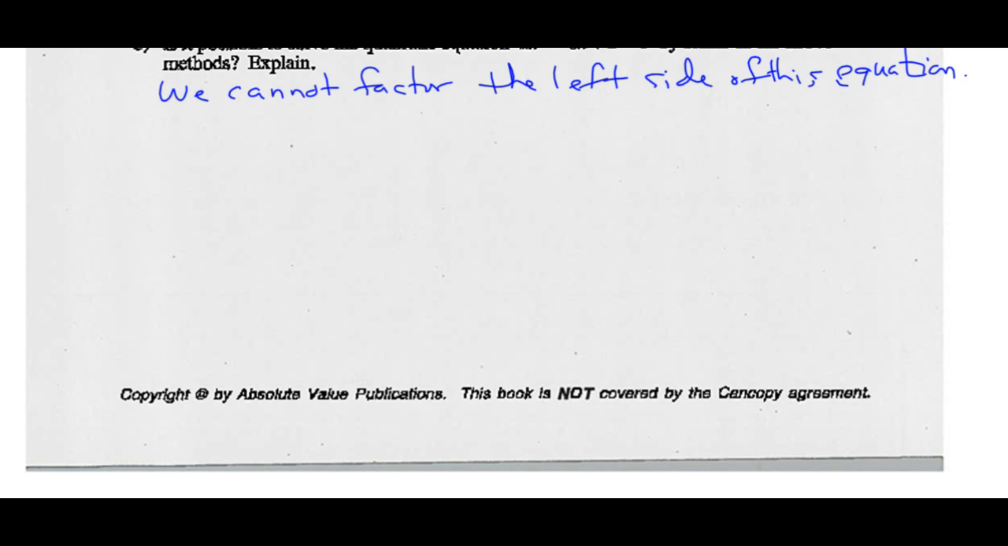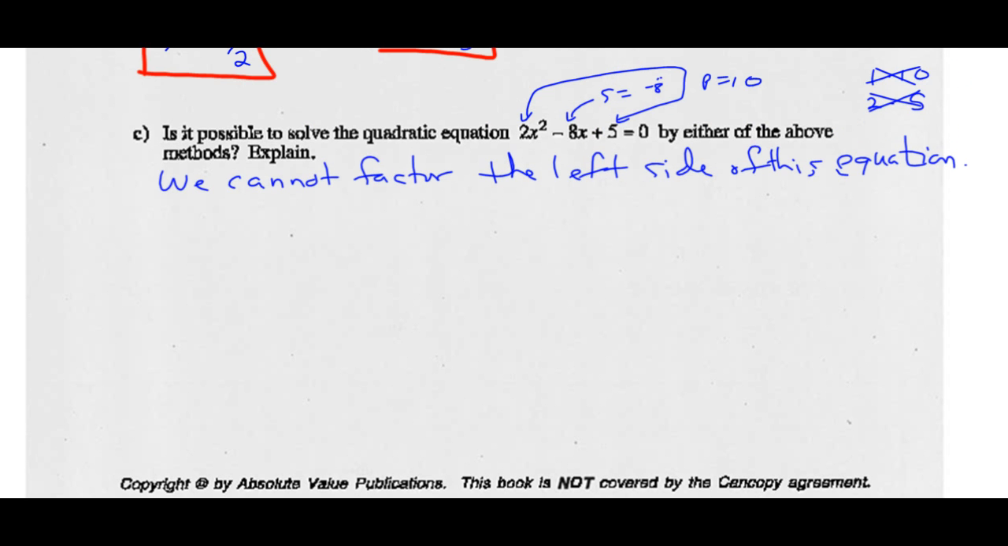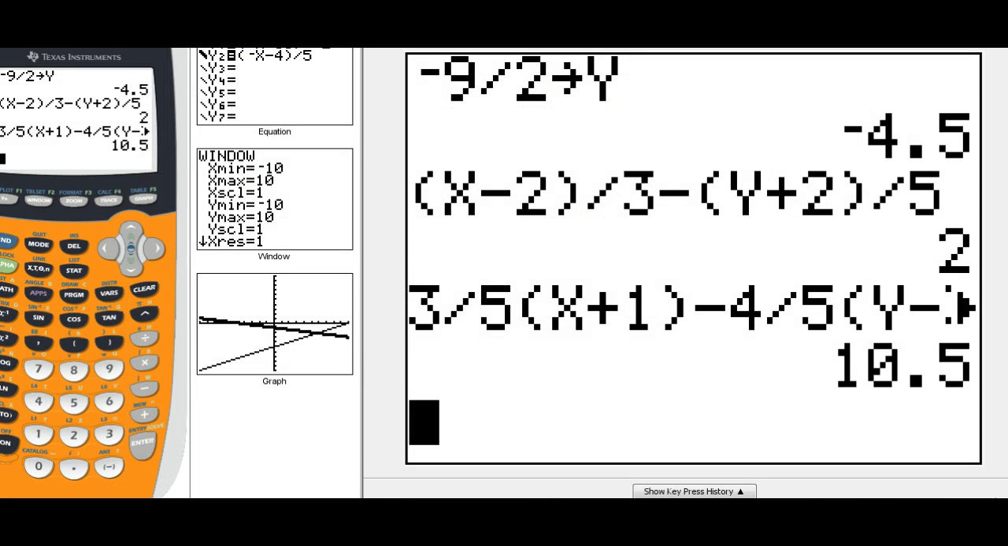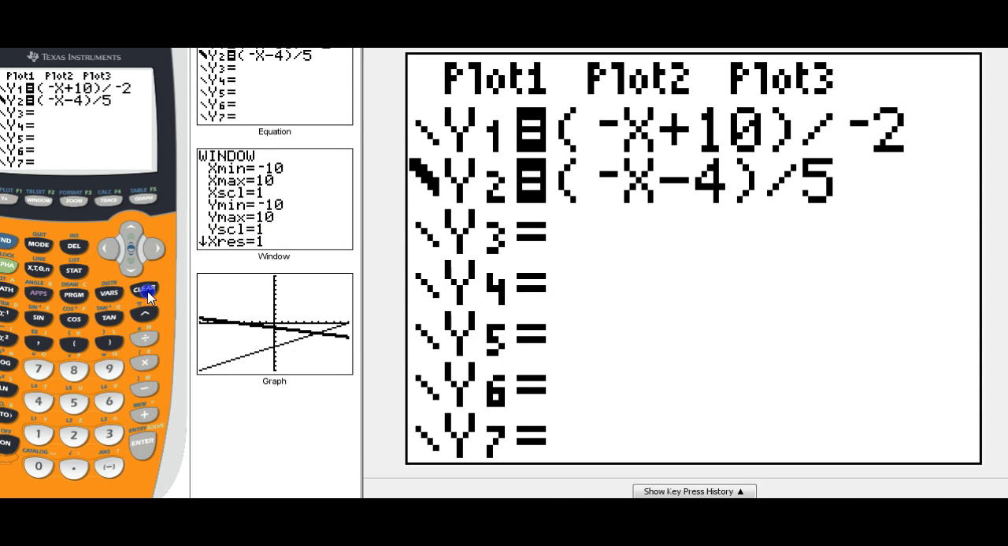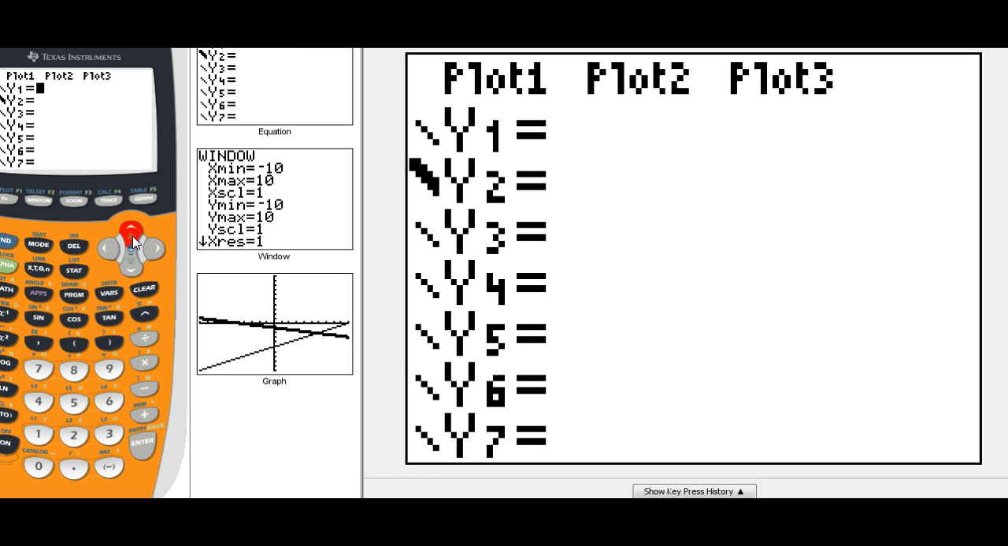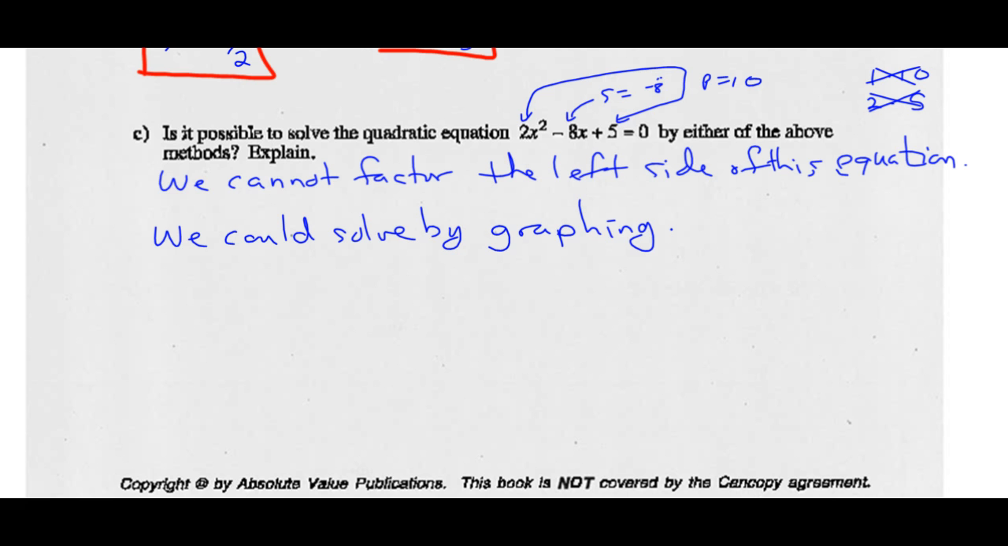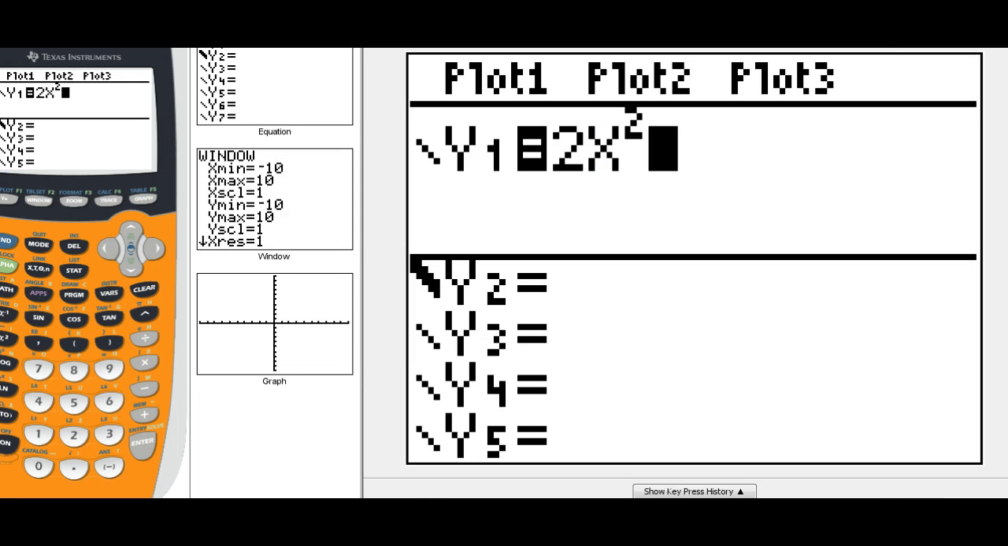So if that's the case, how would I solve it? Well, we could solve it by graphing. If I wanted to, I could solve this equation by graphing 2x squared minus 8x plus 5. So go to your graphing calculator and go to y equals 2x squared minus 8x plus 5.